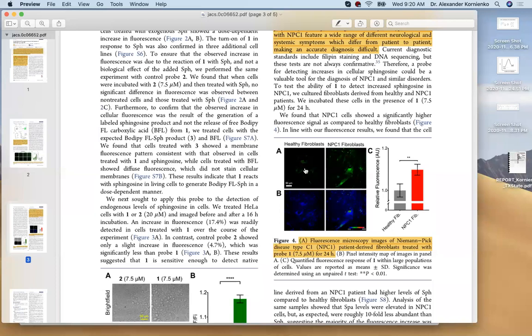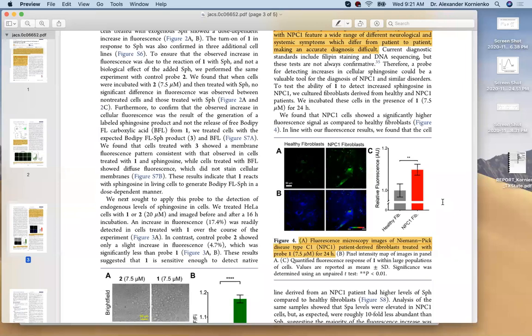And you can see there is, again, a significant increase in fluorescence here. I don't know what the difference between A and B is, but the idea here is, again, if you quantify, these are healthy fibroblasts and these are diseased fibroblasts. Again, the relative fluorescence is much higher in the patient-derived fibroblasts.